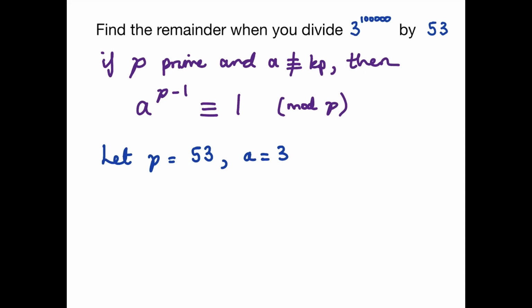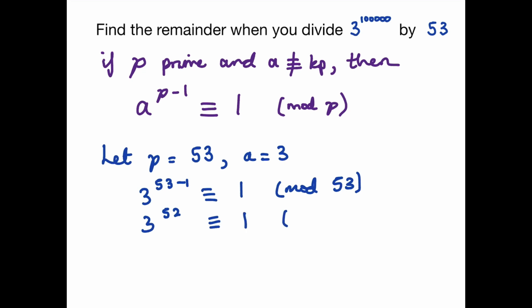So through his theorem, we can say that 3 to the 53 minus 1 is congruent to 1 mod 53, i.e. 3 to the 52 is congruent to 1 mod 53. Now, here's the trick. Let's raise both sides to a really large power, something close to 100,000. How do we go about finding this number?